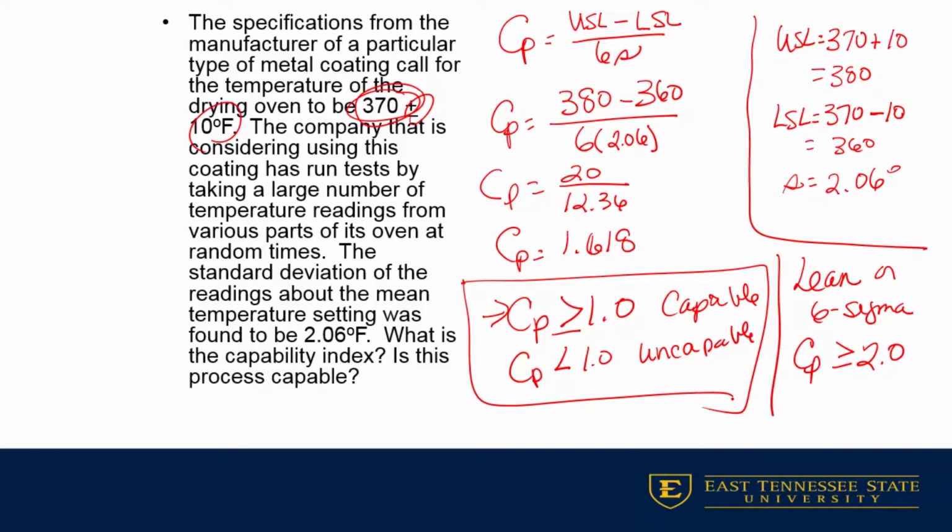Now, if our capability index is 1.618, it is greater than 1.0, so this drying oven and the coating, the process will work. It is capable of working. You still have to make sure that you stay within your control limits and make sure everything works out.